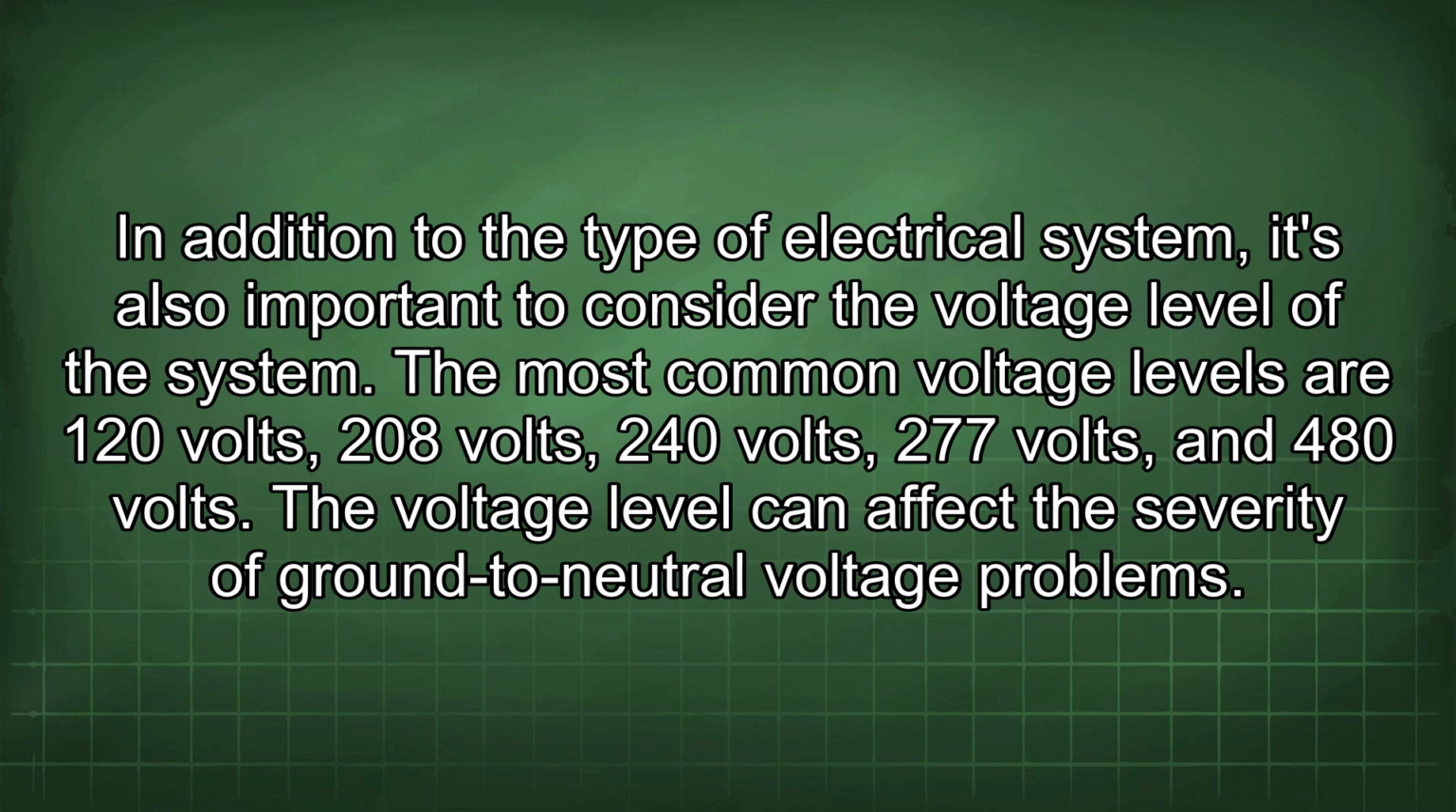In addition to the type of electrical system, it's also important to consider the voltage level of the system. The most common voltage levels are 120 volts, 208 volts, 240 volts, 277 volts, and 480 volts. The voltage level can affect the severity of ground to neutral voltage problems.